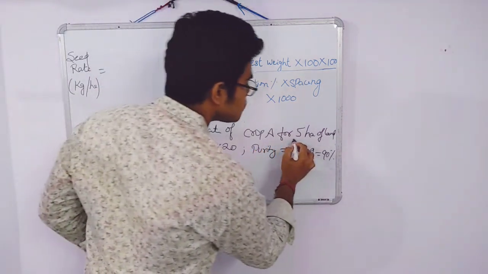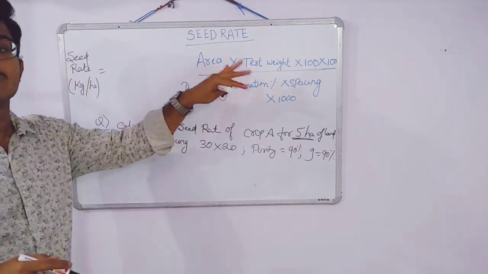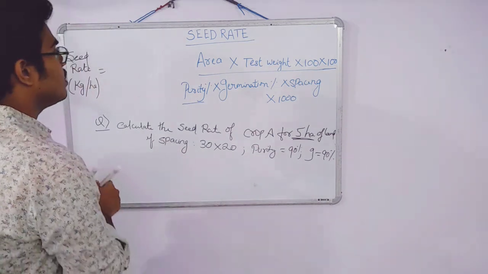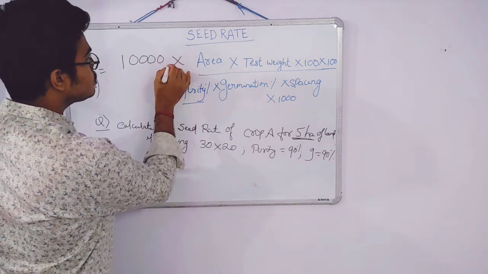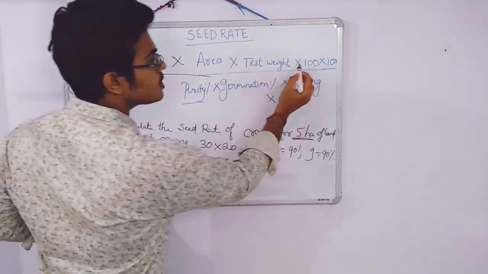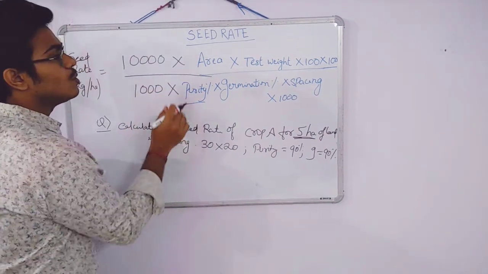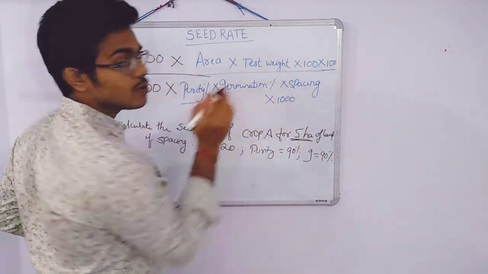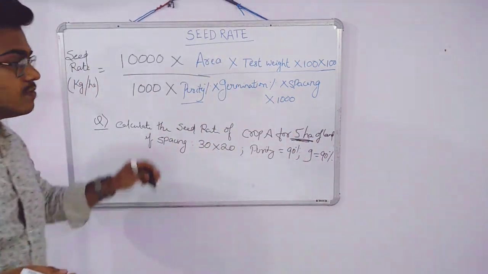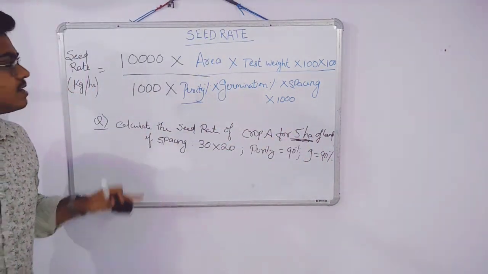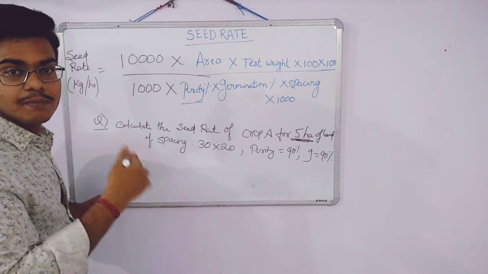Here the area is 5 hectares, so it's a large piece of land. For this large piece of land, we have to do some changes in the formula. We have to add here 10,000 into area into test weight into 100 into 100 by 1000 into purity percent into germination percent into spacing into 1000. So this will be our formula if the question is given for a large area of land. Okay, now let's put in the values and let me show you how we have to calculate the seed rate.